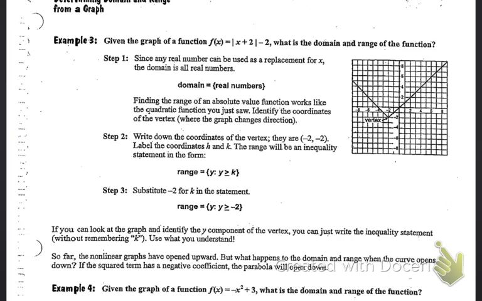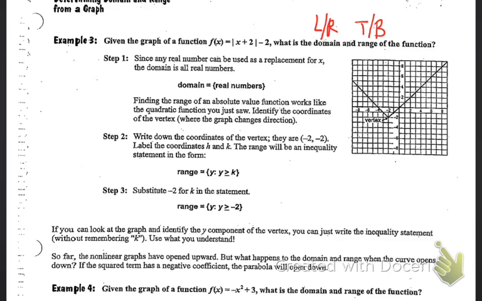Example 3. Given the graph of a function, f of x equals the absolute value of the quantity x plus 2 minus 2, what is the domain and range of the function? Domain and range of the function. The domain, again, we're looking left to right, and our range, we're looking top to bottom. So this time we have an absolute value graph, so we know it's a V shape. So let's start off with our domain and we're looking left to right.